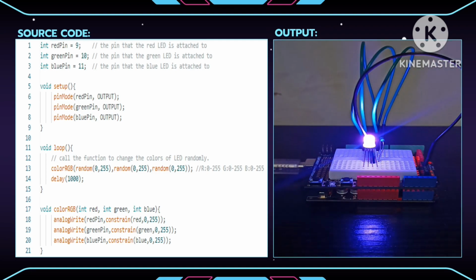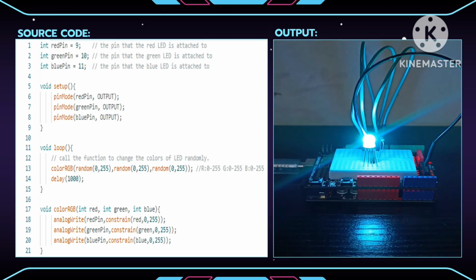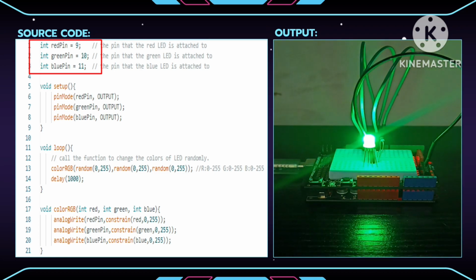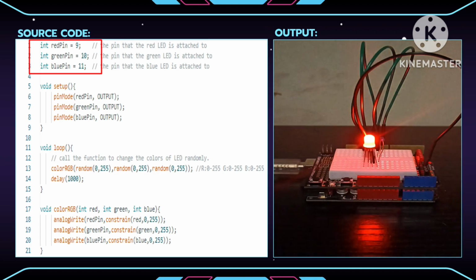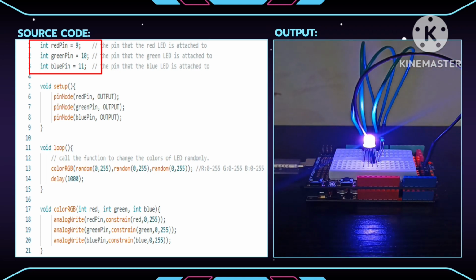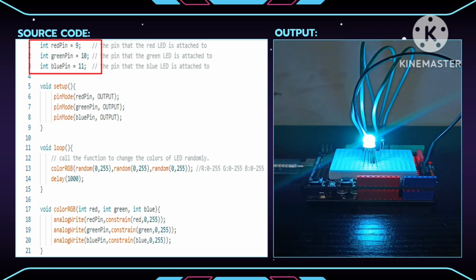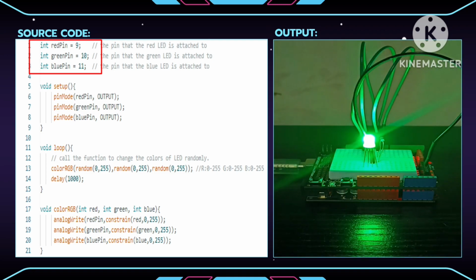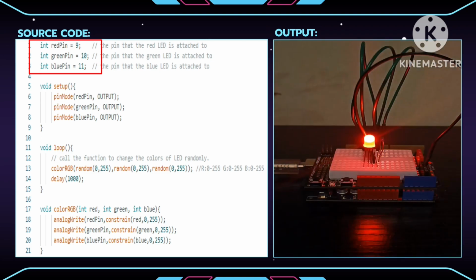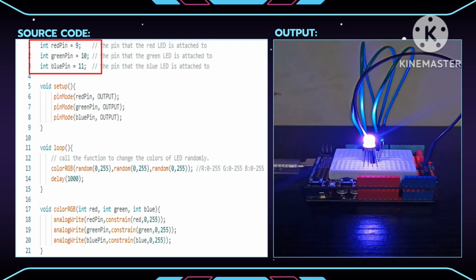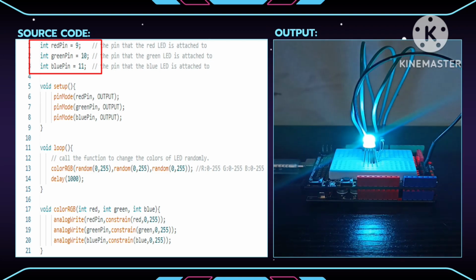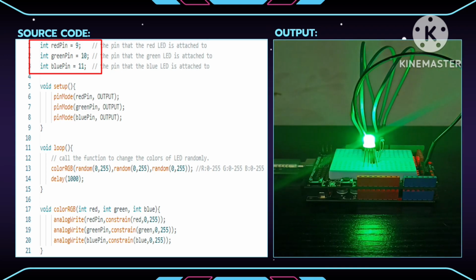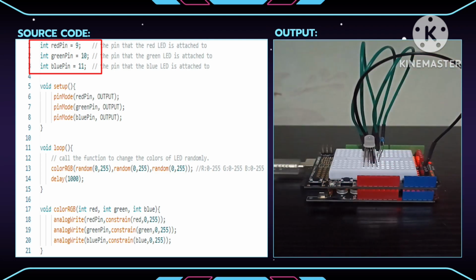Now, let's go into the source code. int redPin = 9, int greenPin = 10, int bluePin = 11. This line declares three variables: redPin, greenPin, and bluePin, and assigns them the values 9, 10, and 11 respectively. These variables represent the digital pins to which the red, green, and blue components of an RGB LED are connected.